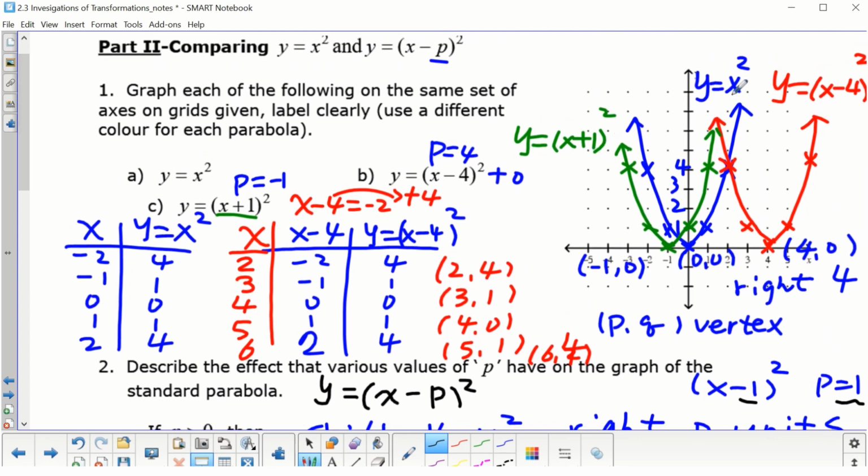y equals x squared, P Q 0, you have vertex (0, 0). And this one, P is 4, Q is 0, the vertex is (4, 0). This one, P is -1, Q is 0, (-1, 0). So P Q is your vertex. That is also the reason why we call this vertex form. So plus Q, we have a at front. So in this vertex form, we have done P and Q. P left right, Q is up down.